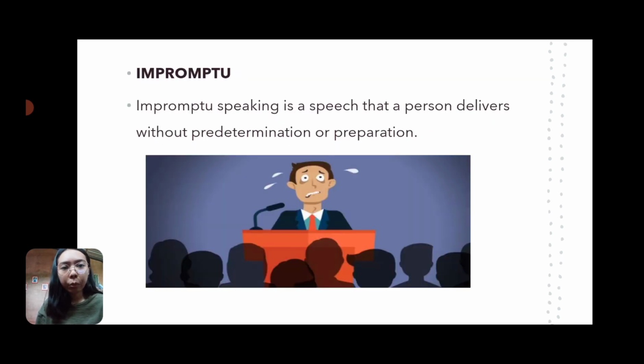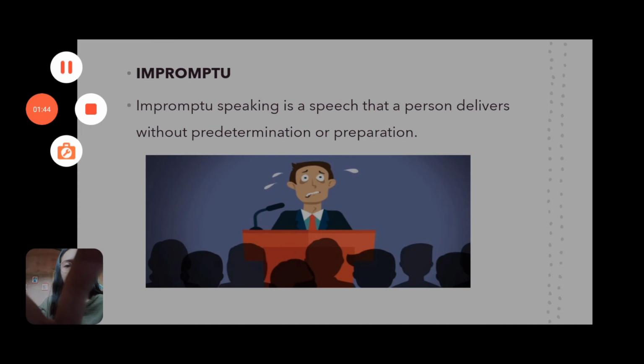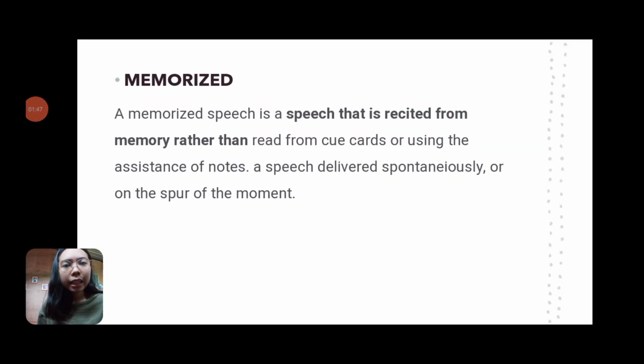Next is the impromptu. An impromptu speech is a speech that a person delivers without predetermination or preparation. So it is done without a plan, organization, or rehearsal. It is composed or uttered without previous preparation. Next is the memorized. A memorized speech is a speech that is recited from memory rather than read from cue cards or using the assistance of notes, a speech delivered spontaneously or on the spur of the moment.